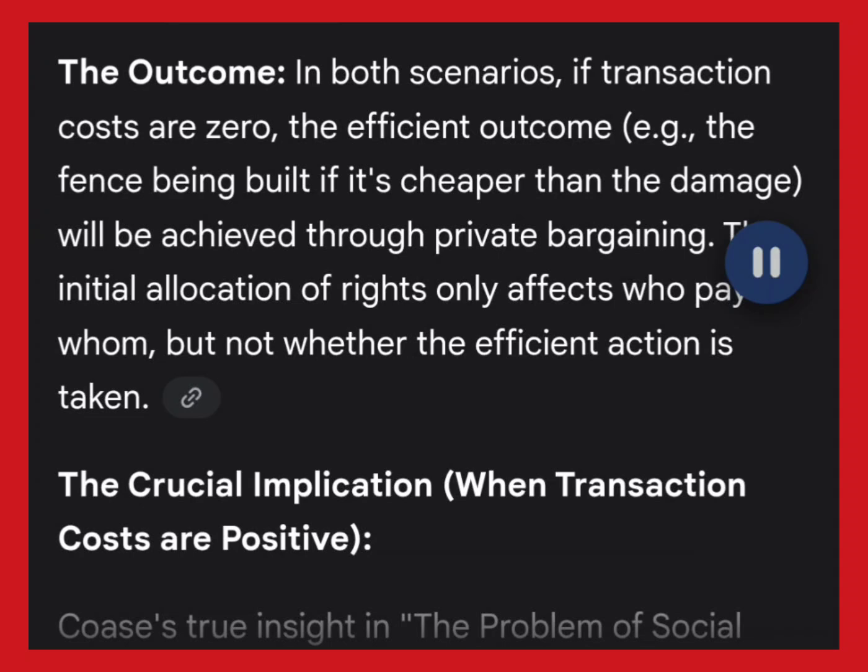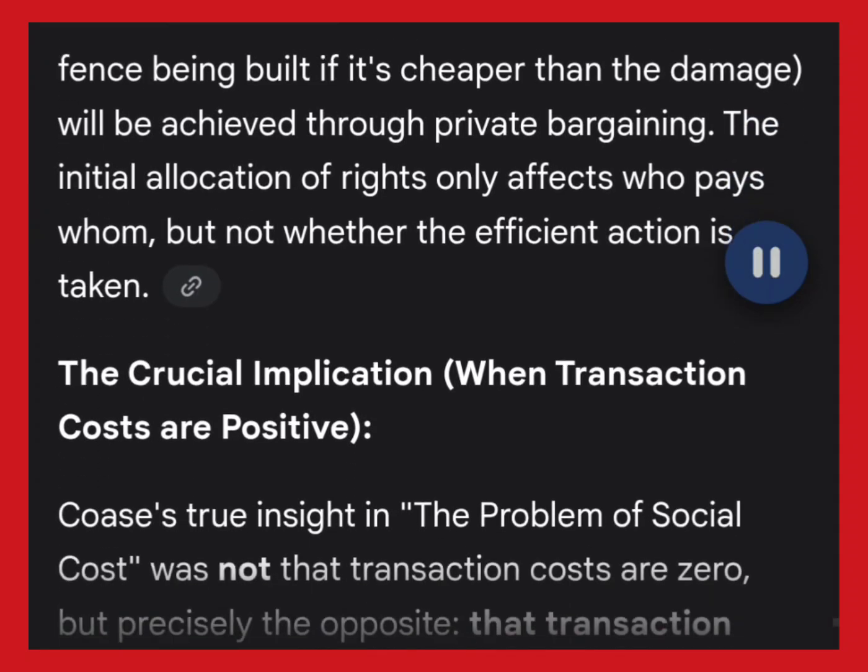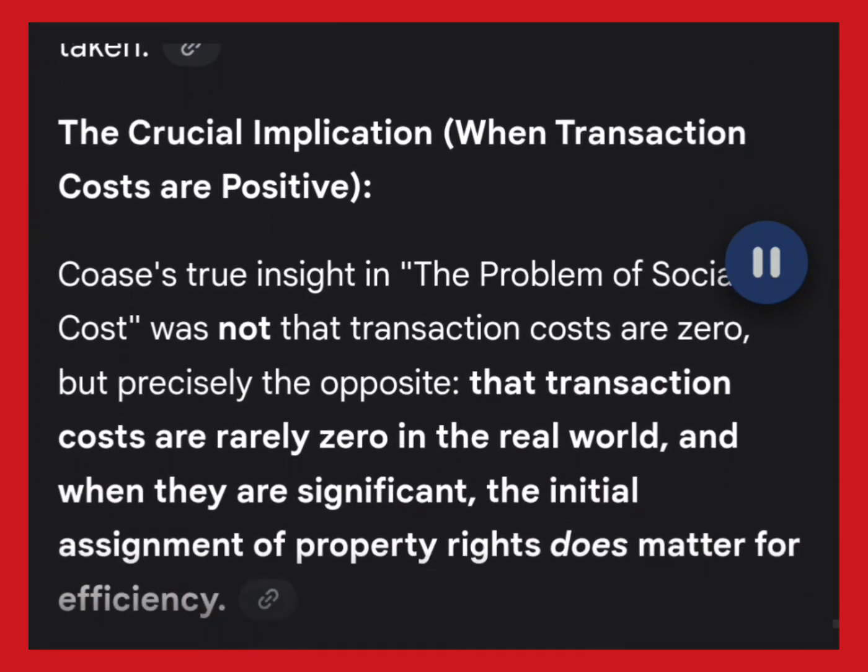Coase's true insight in The Problem of Social Cost was not that transaction costs are zero, but precisely the opposite: that transaction costs are rarely zero in the real world, and when they are significant, the initial assignment of property rights does matter for efficiency.